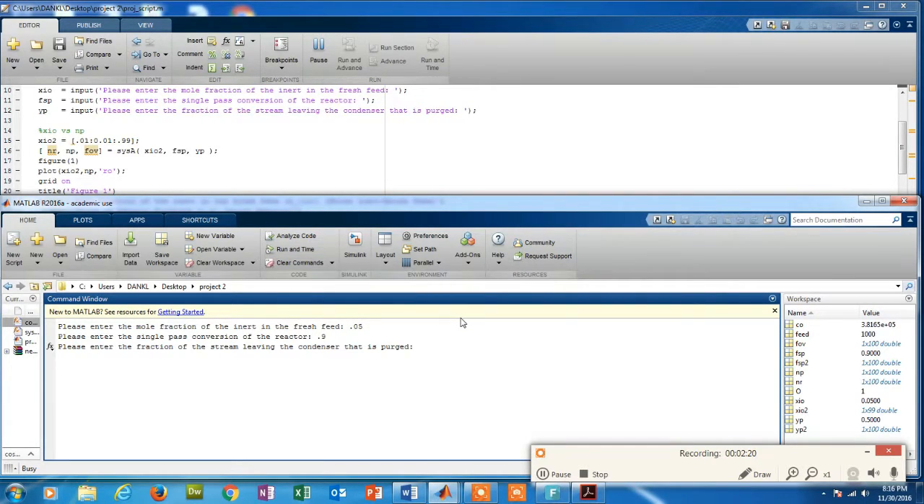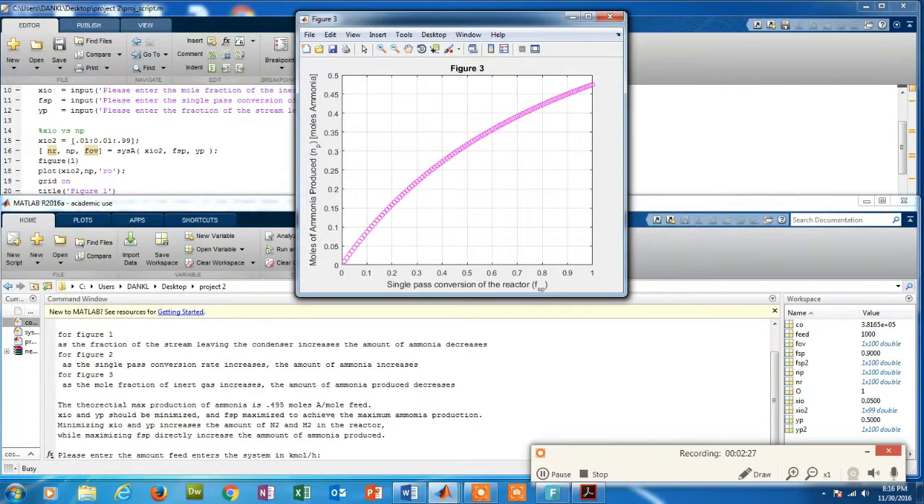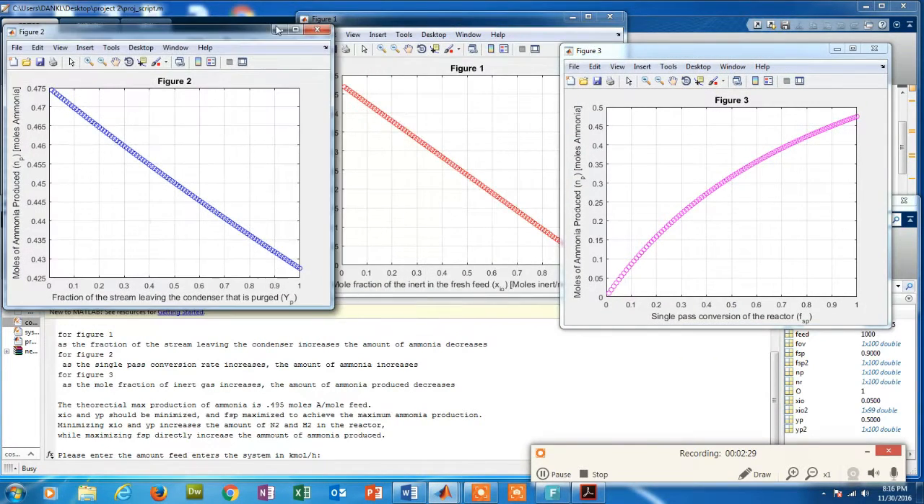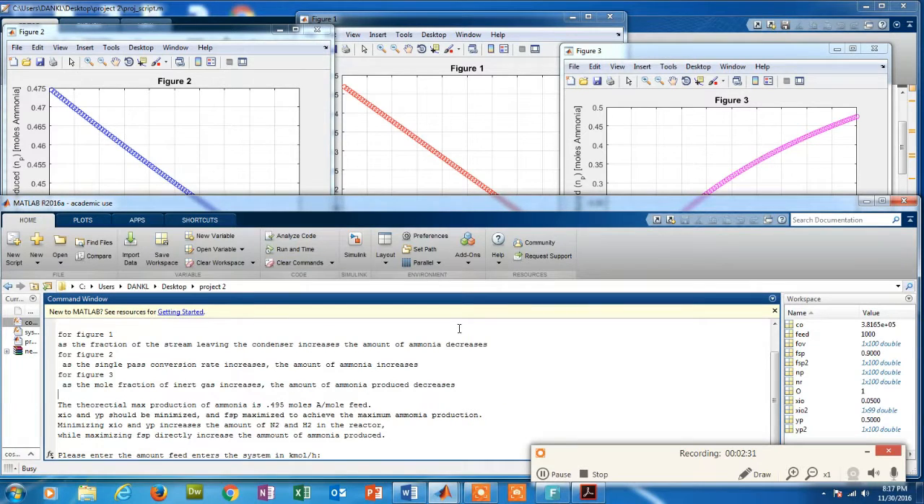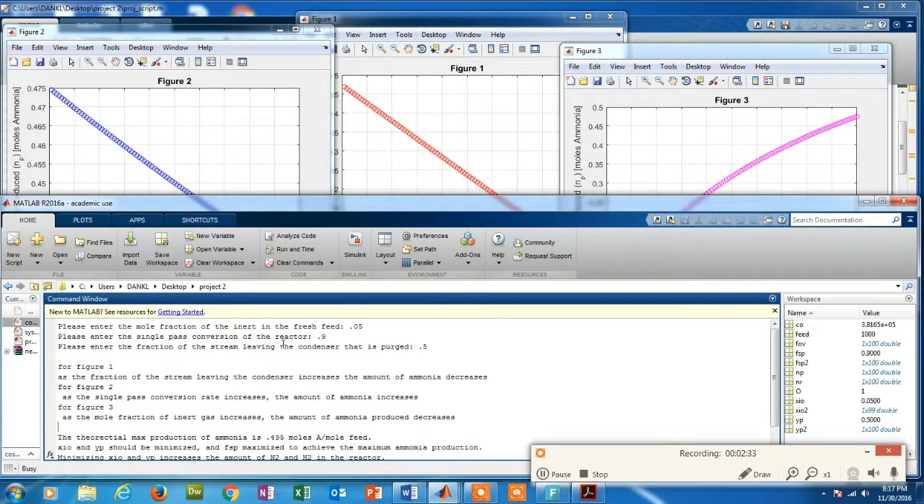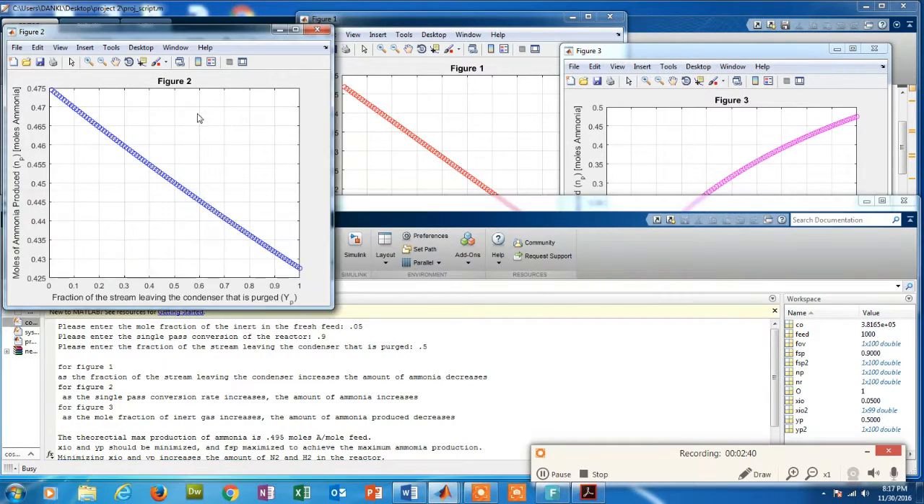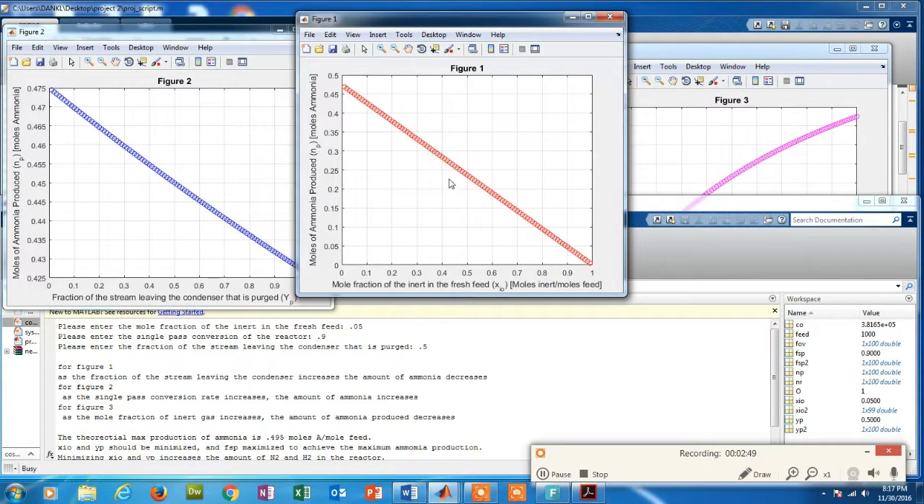Please enter the fraction of the stream leaving the condenser that is purged. We'll say that's 0.5. So it goes ahead and makes three graphs based on the variables of the reactor, the fraction, and the inert gases to see, say, if the moles of ammonia go down, most likely the purge is going up. So the more purged, the more ammonia production goes down.